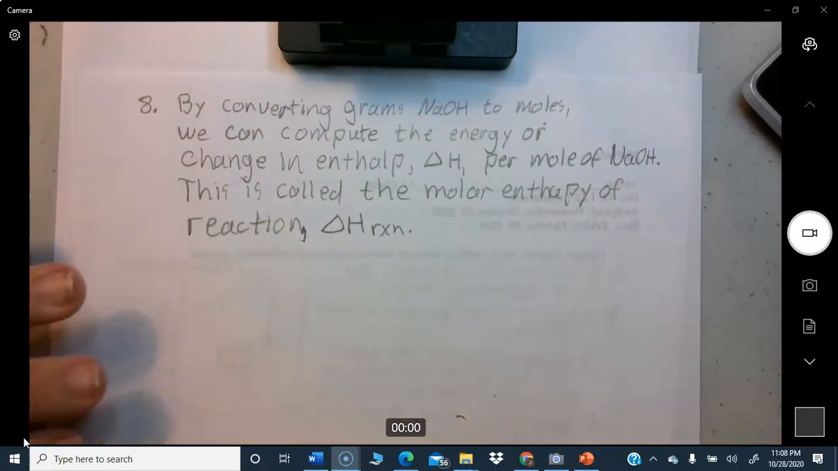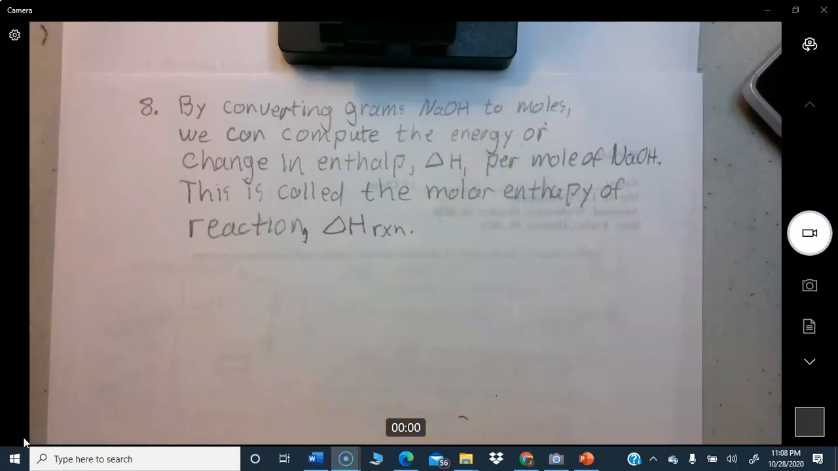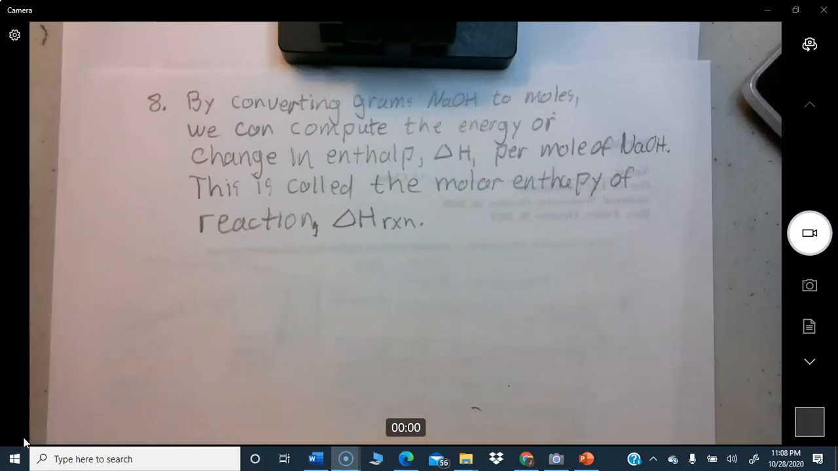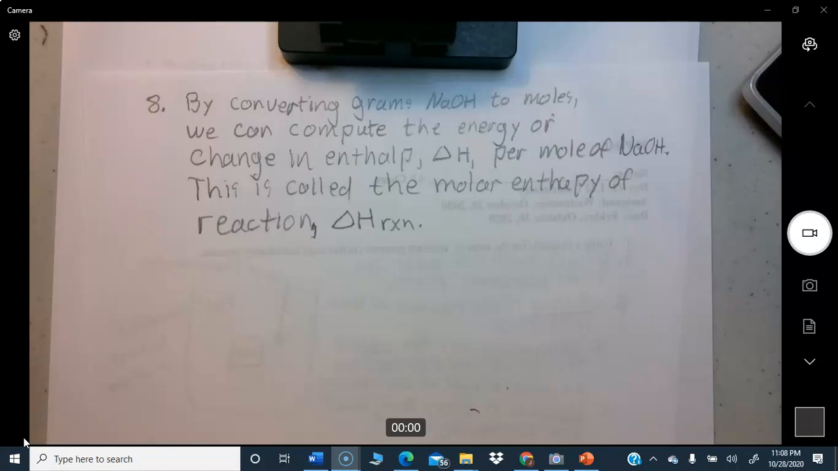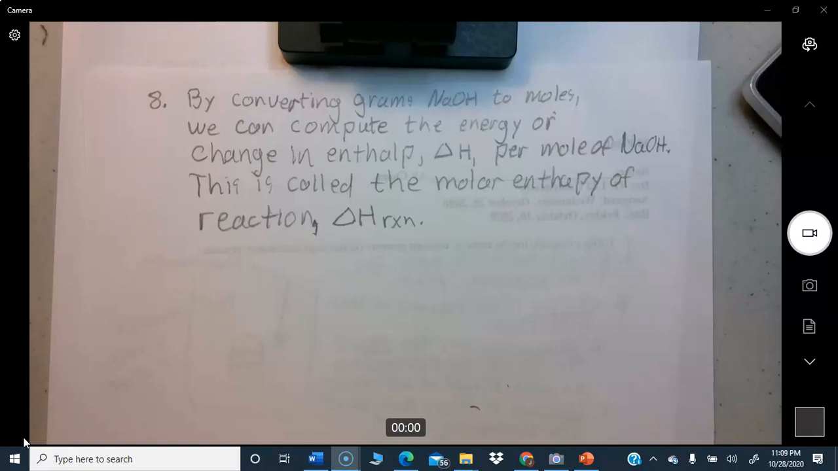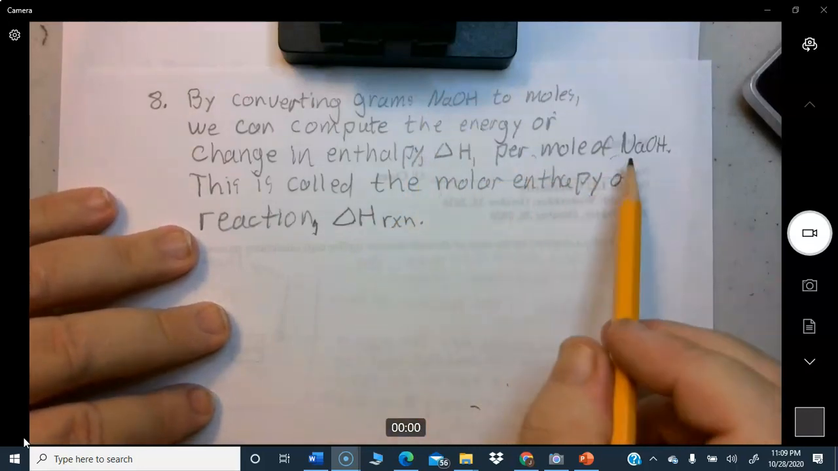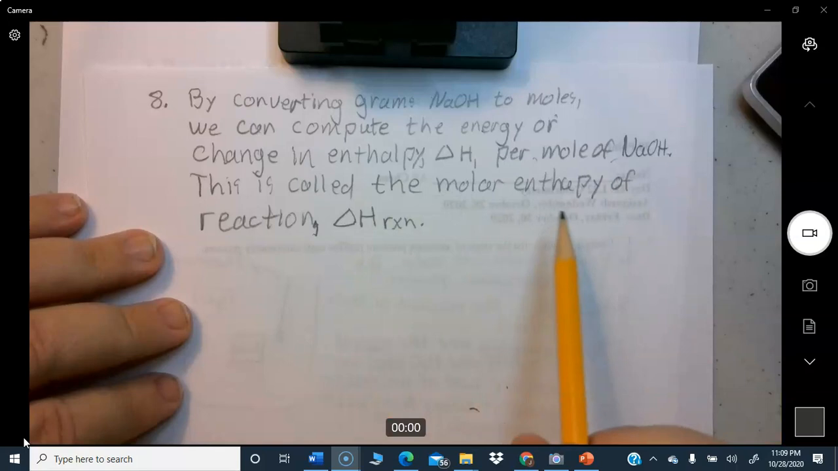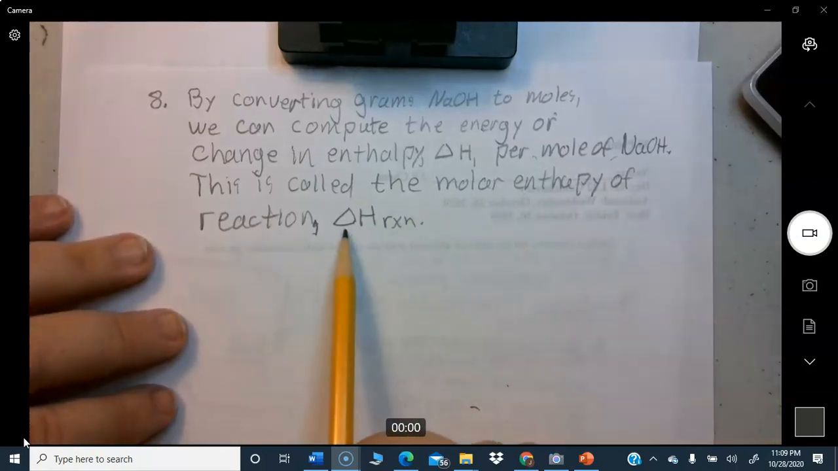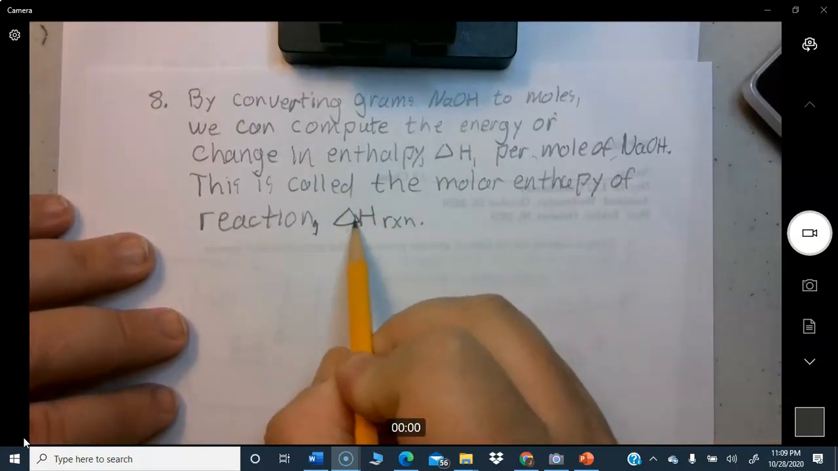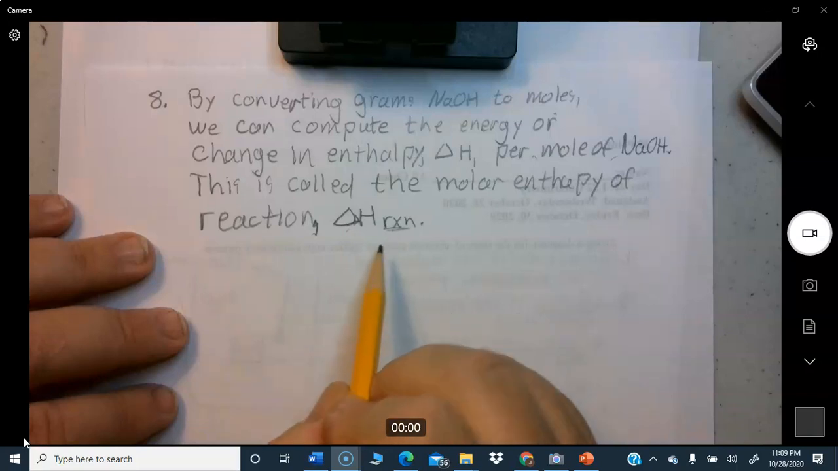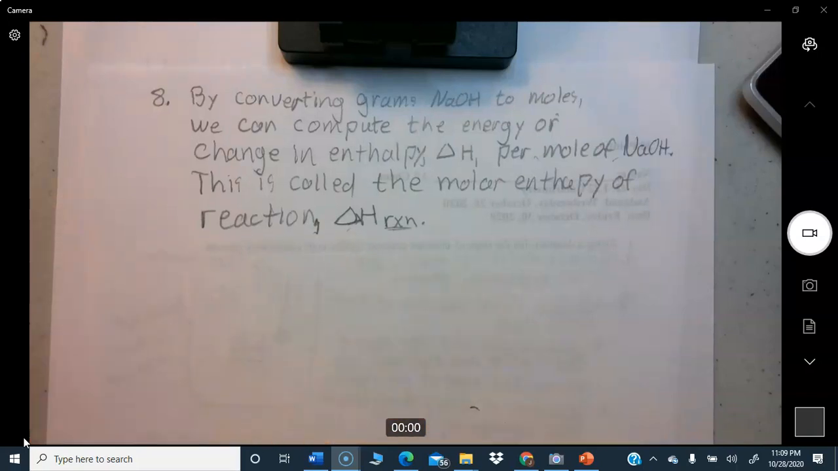Okay, so by converting grams of NaOH to moles, just a molar mass conversion, it's 40 grams of NaOH per mole, we can compute the energy or change in enthalpy, delta H, per mole of NaOH. This is called the molar enthalpy of reaction, delta H, and we're going to start getting used to this. You abbreviate reaction with RXN, so the delta H of reaction.